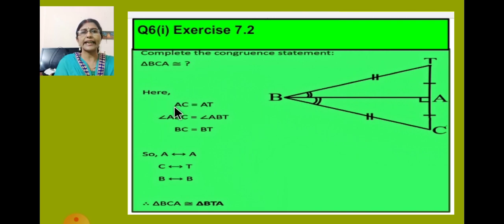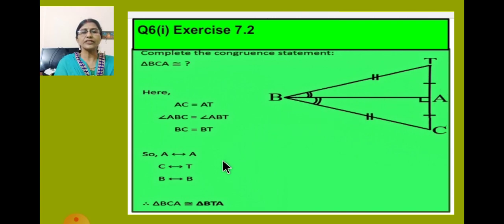So here we'll write AC is equal to AT. You can see these are the marks given. That means this side is equal to this side. And then you will write angle ABC is equal to angle ABT. You can see these two angles are equal. So these two triangles we are comparing. And then BC is equal to BT. This side is equal to this side.